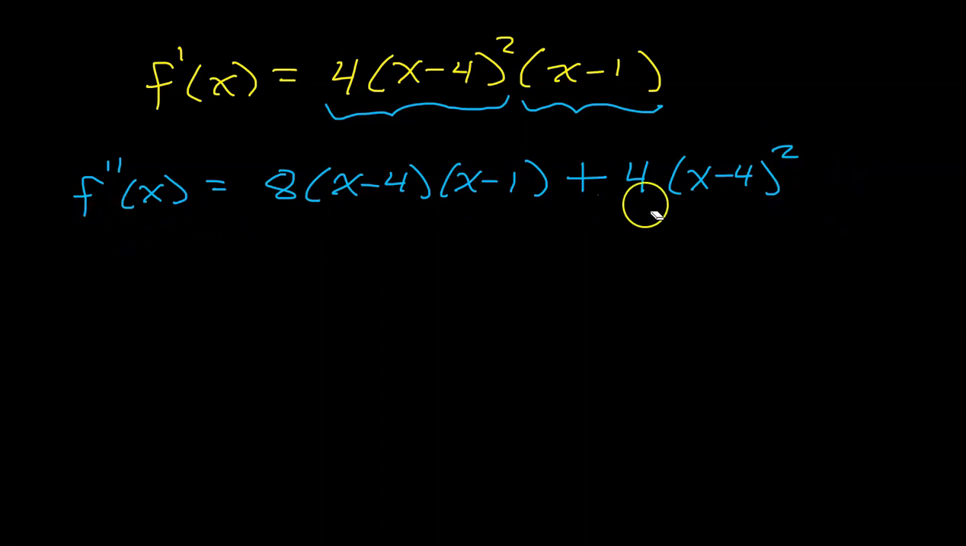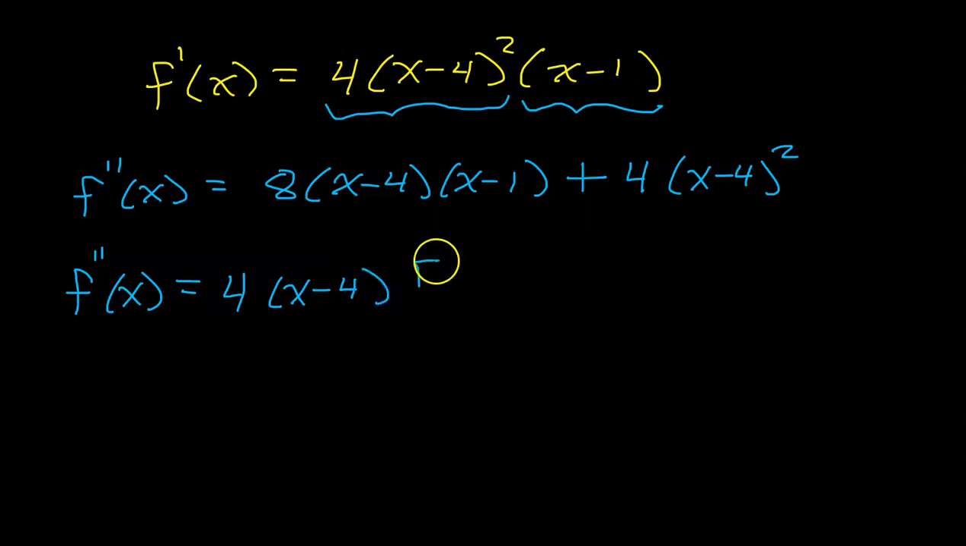So there is an expression for the second derivative. Let's see if we can factor this thing. So we have some common factors here. Look at the 8 and look at the 4. There's a common factor of 4, so let's pull that way out in front. But also, we have a common factor of x minus 4. So let's pull that out in front as well.